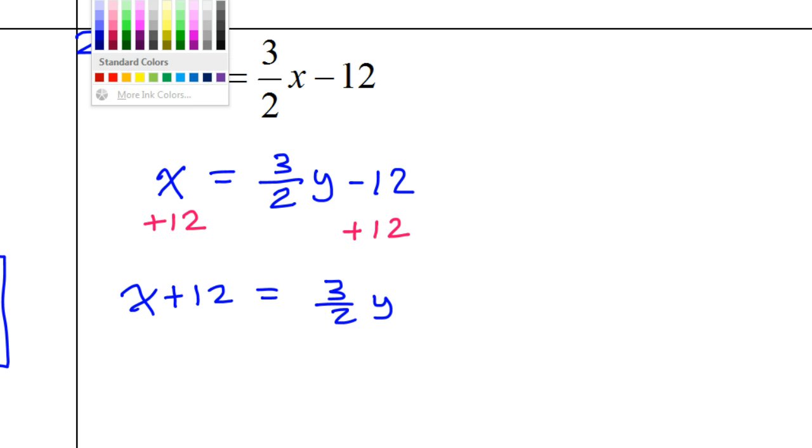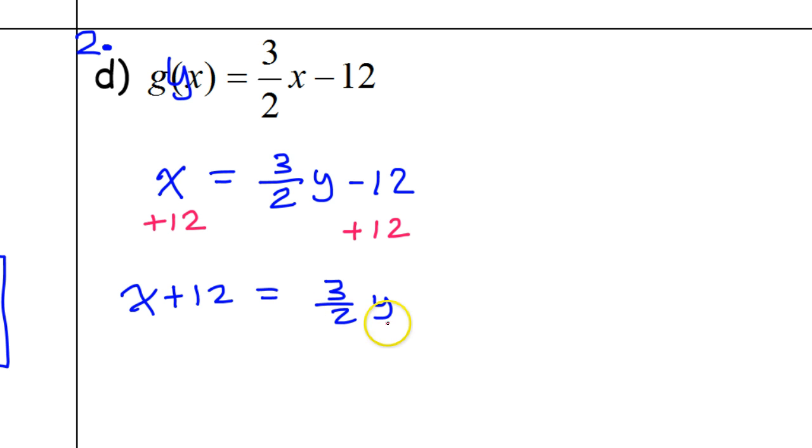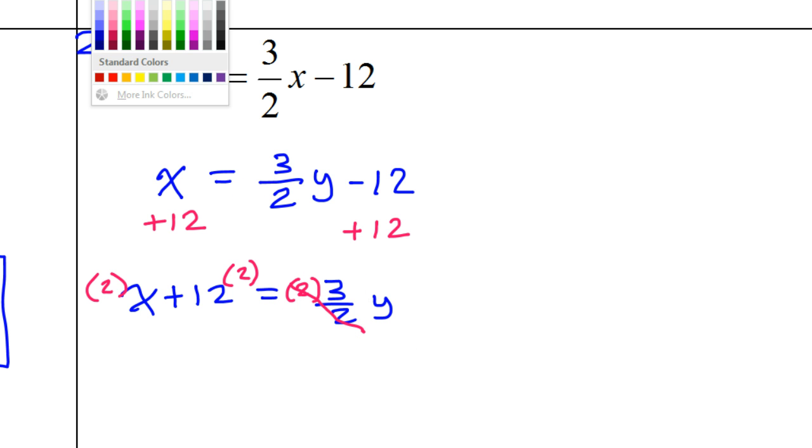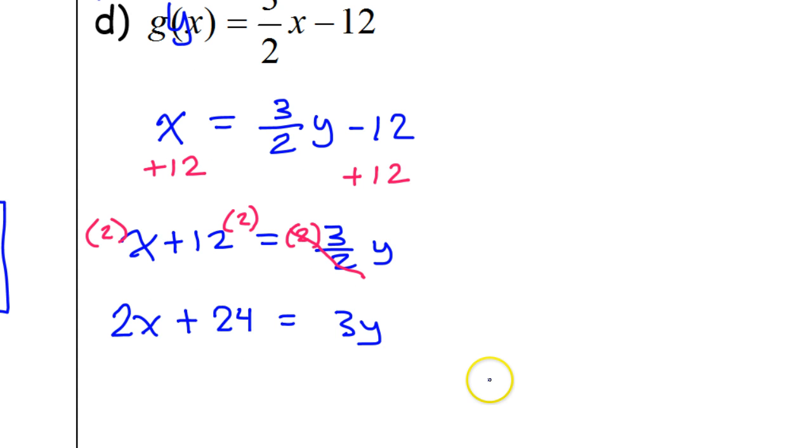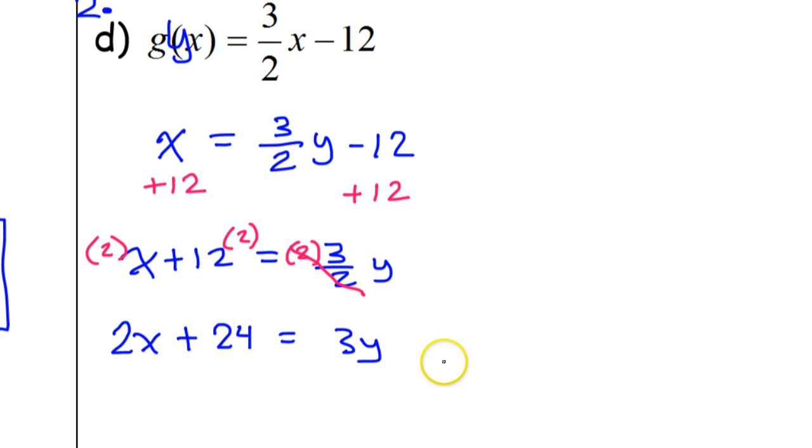So I think the easiest thing to do is multiply by the denominator when you have a fraction and you're trying to get that variable by itself. So I would multiply by 2. You have to do this everywhere, all three terms in this equation. Now over here, these 2's are going to cancel each other out. So on the next step, I will have 2x plus 24 is equal to 3y. Alright, then you need to divide everything by 3.